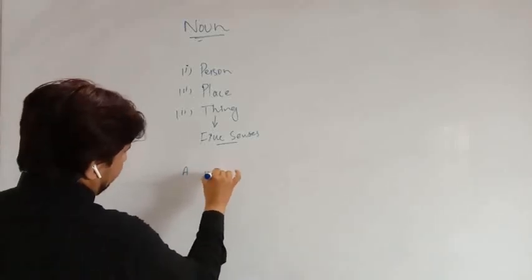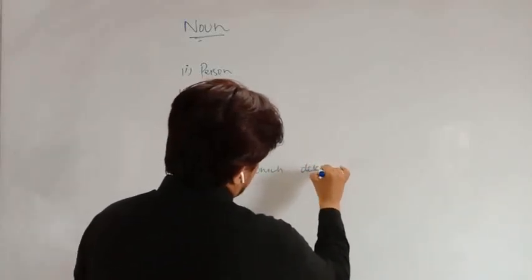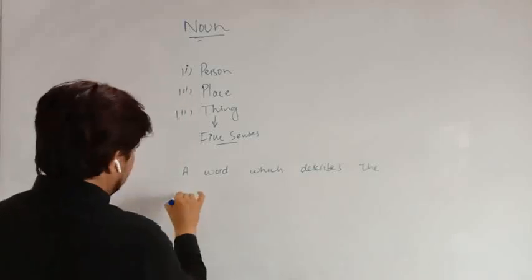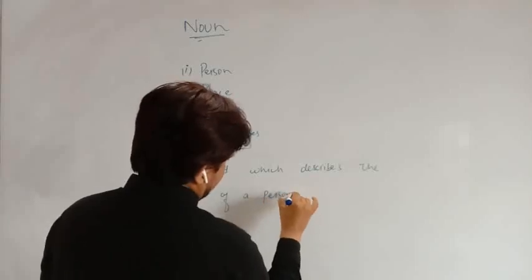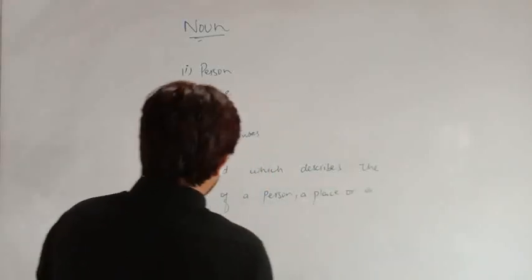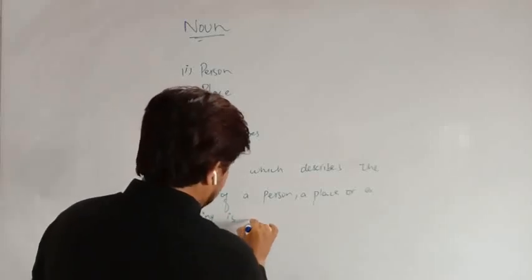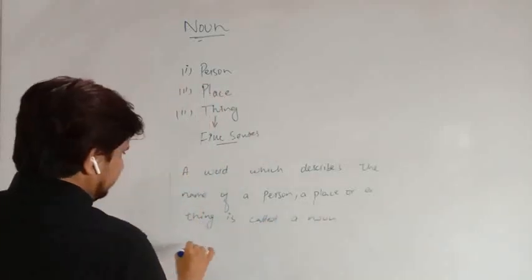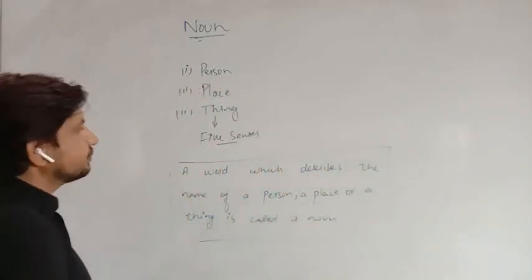A word which describes the name of a person, a place or a thing is called noun. This is the simplest definition of noun.